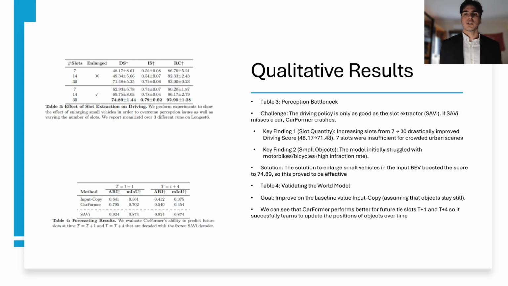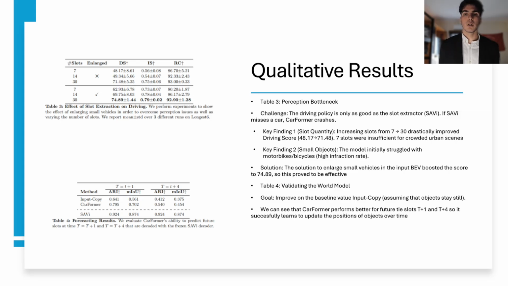Now, on the effect of slot extraction, we also analyzed the perception bottleneck in Table 3. Since the car is blind, if the slot extractor fails, the number of slots matter. Increasing the slot count from 7 to 30 drastically improved the driving scores. We also found the model initially ignored small objects like bikes. By manually enlarging them in the input, we forced the model to pay attention, boosting the score to 74.89.